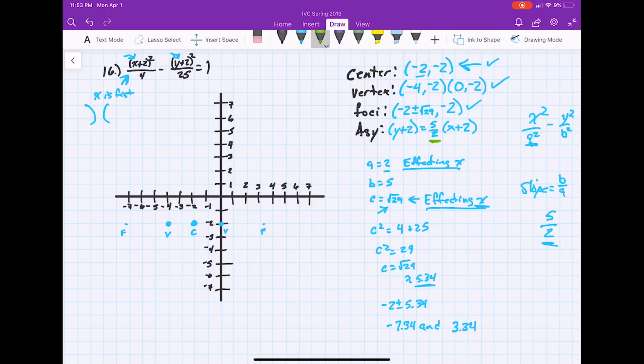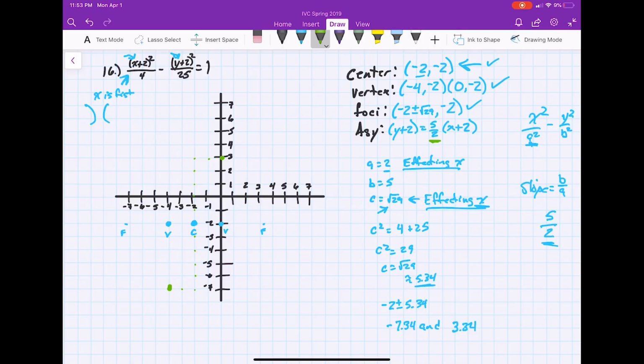Now we have a slope of 5/2, which if we go from the center, we're going to go up 5. 1, 2, 3, 4, 5. Go over 2. Boom. There's one corner of the box. If we went down 5, go the other direction 2. Boom. There's the other corner of the box.